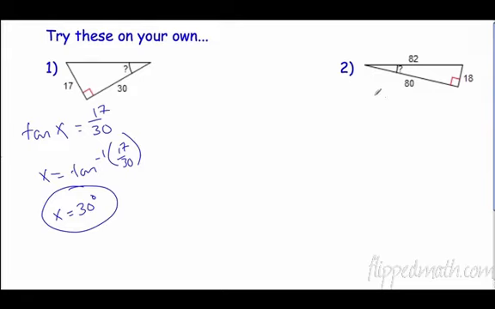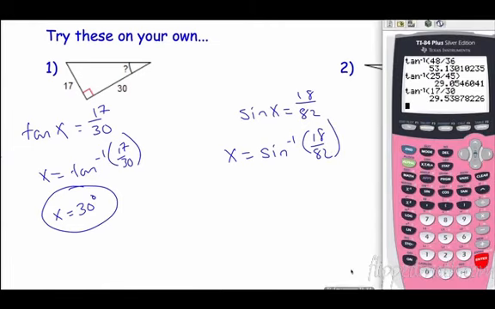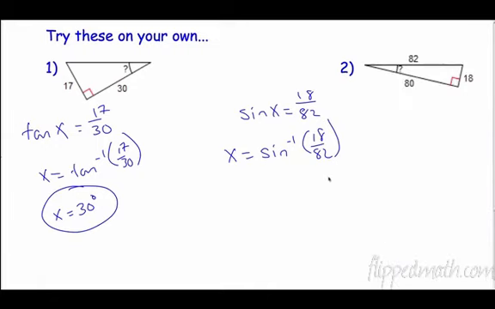Or here we can use any of them. Let's use, we haven't used sine in a while. So sine is opposite over hypotenuse. So sine x equals 18 over 82. So x equals inverse sine of 18 over 82. See what we get? Boom, 12.6, which is 13. So x is 13 degrees.